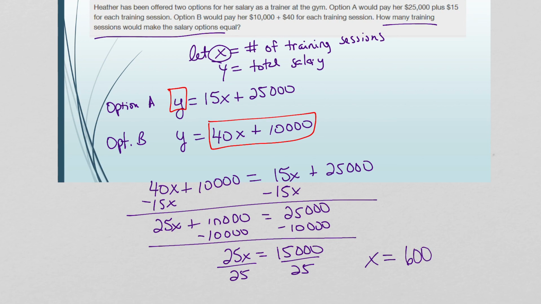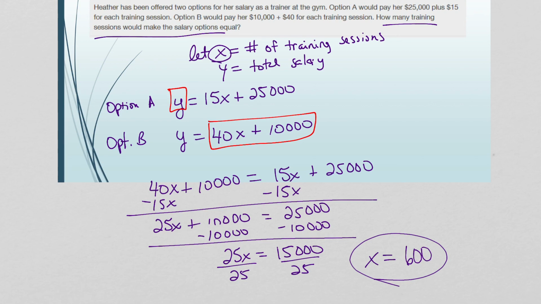Okay? Let's see here. This is an annual salary. So this is 600 training sessions in a year. So divide that by 12. That's how many she could do. That's 50 per month. So she needs to think about, is 50 per month an attainable goal?